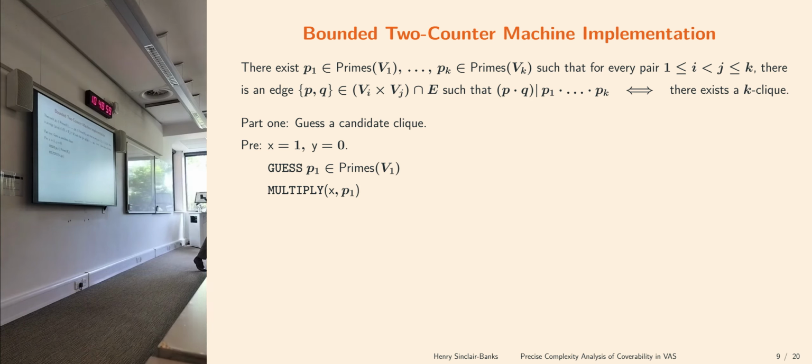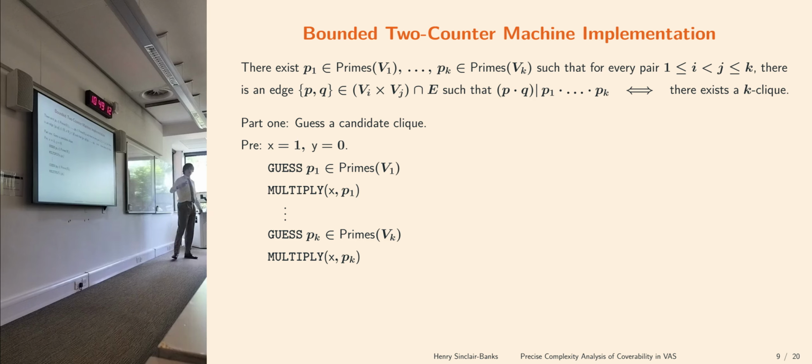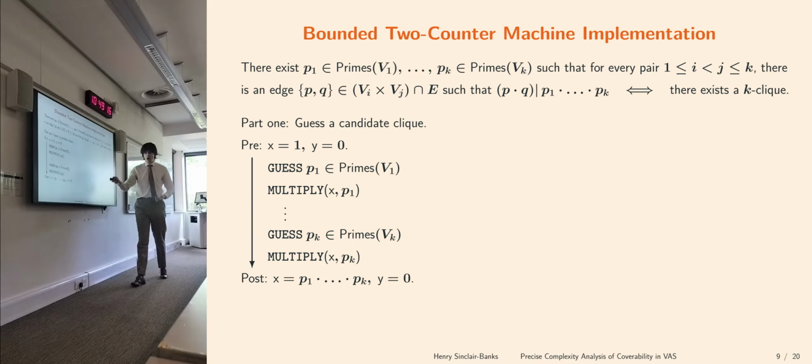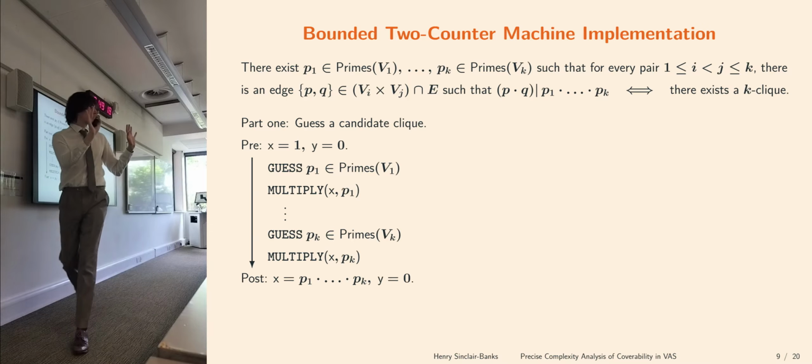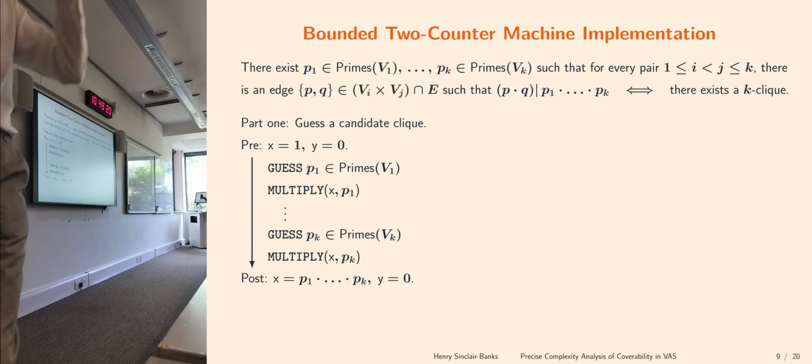So for V1, I'll let you choose the prime. For V2, I'll let you choose the next one. If I start with 1, 0, and I use that multiply gadget that you've definitely forgotten, then I can multiply 1 by P1, and then by P2, and then by P3, all the way up to Pk. So after k many copies of choosing a prime and multiplying, at the end, I'll have any choice of possible k clique, but now I need to check the edges are there.